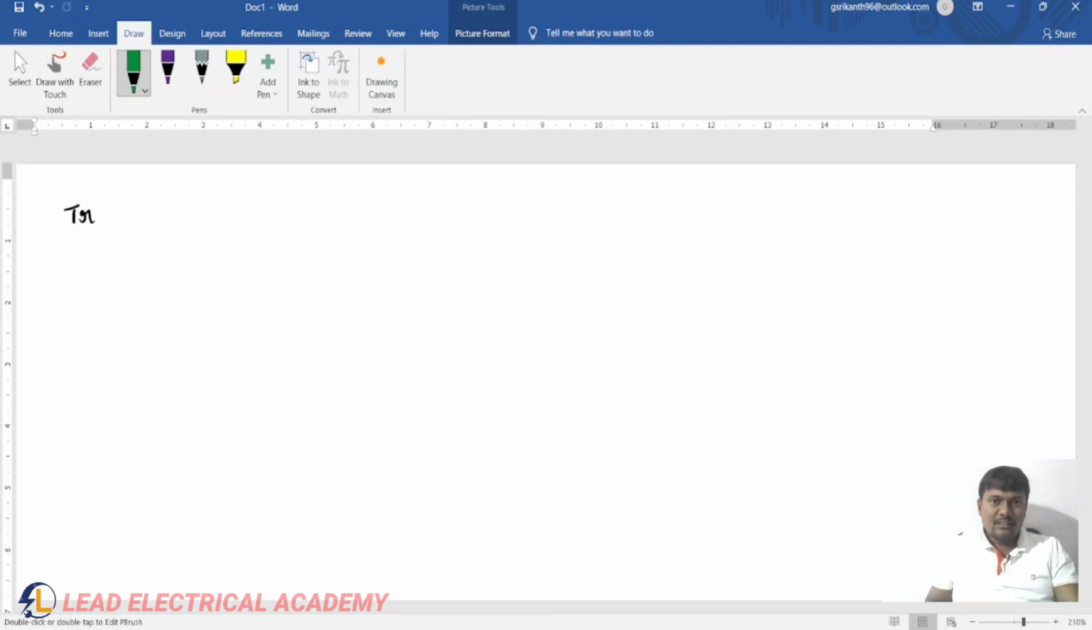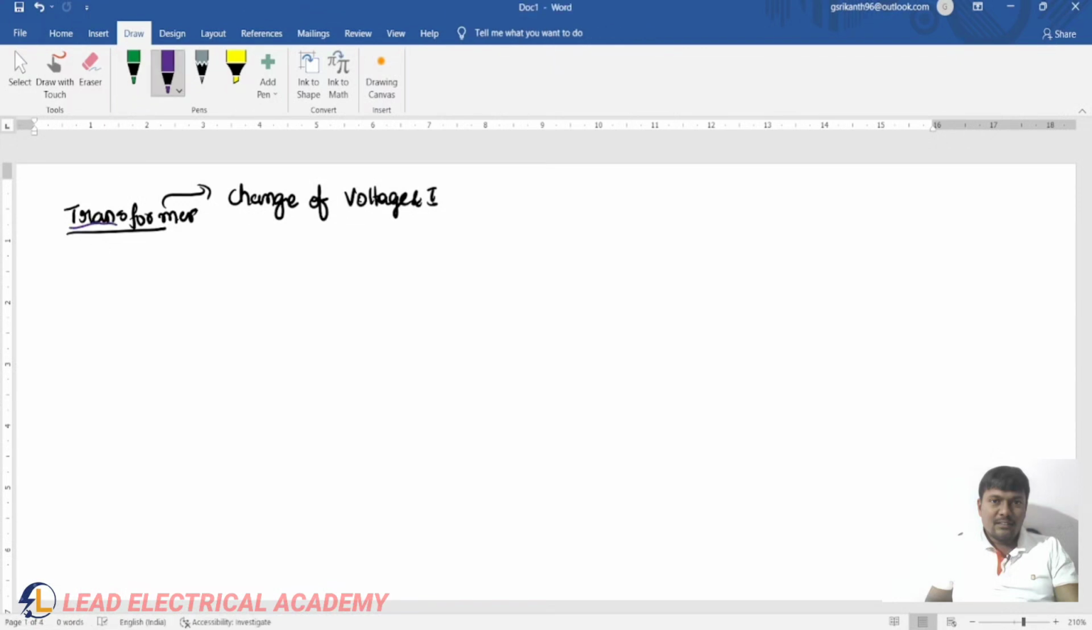So transform means change of voltage and current. So transform means generally it is a change. And the next word, transfer. So transfer electrical energy, from one side to another side.